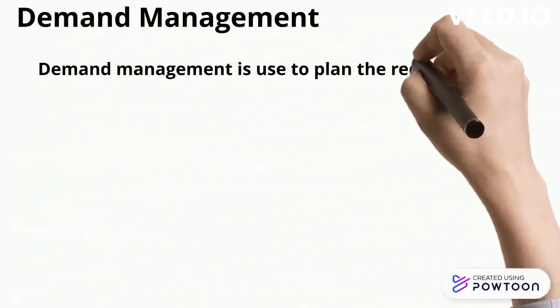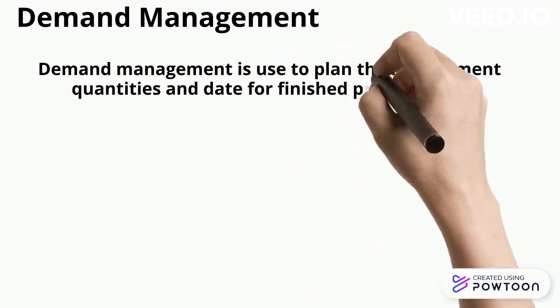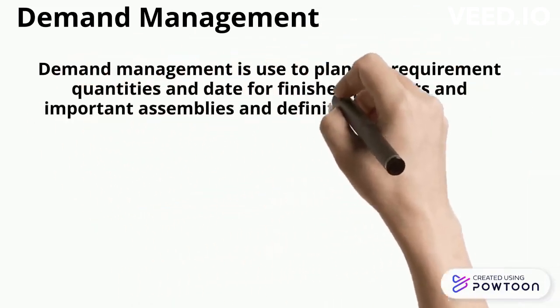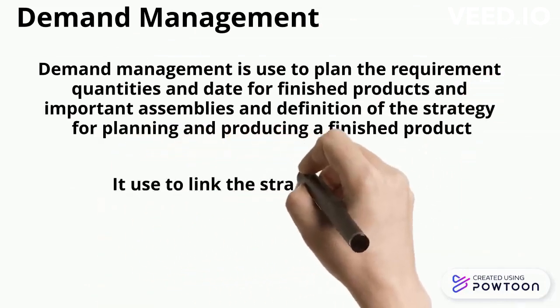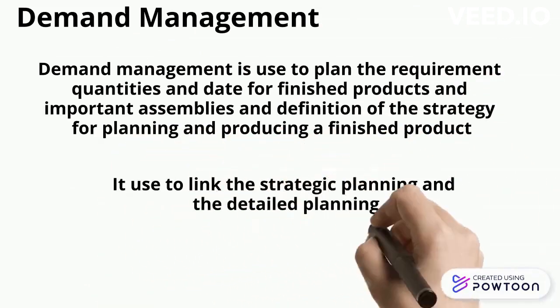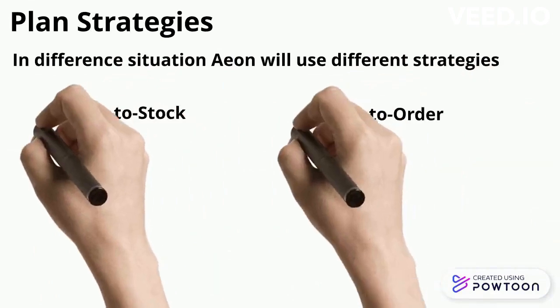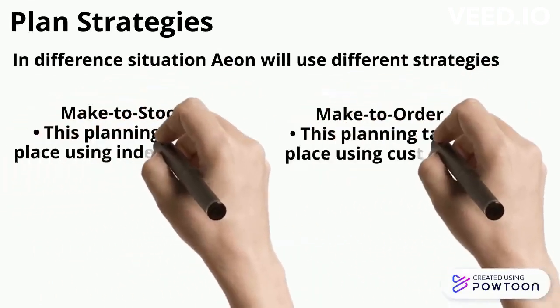Demand management is used to plan the requirement quantities and dates for finished products and important assemblies, and the definition of the strategy for planning and producing a finished product. It is used to link the strategic planning and the detailed planning. In different situations, Aeon will use different strategies.